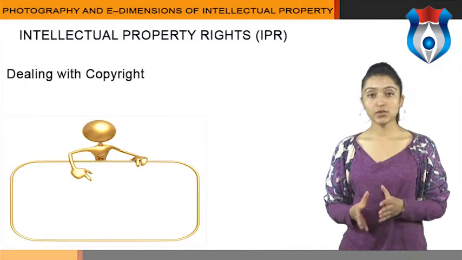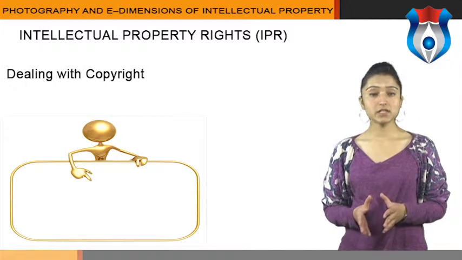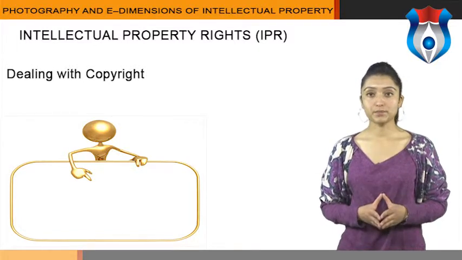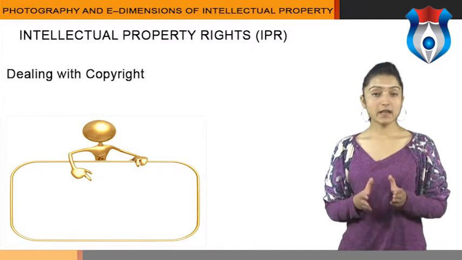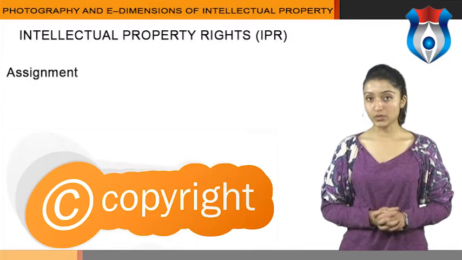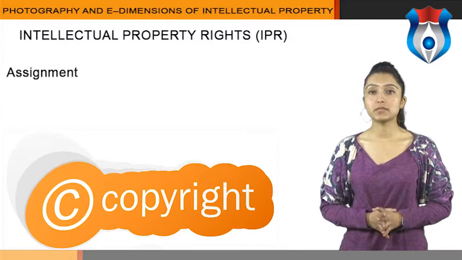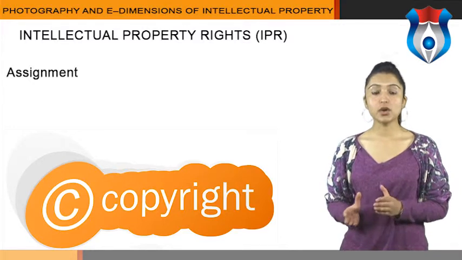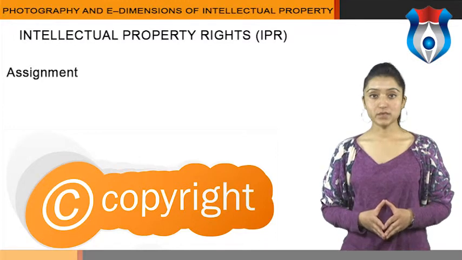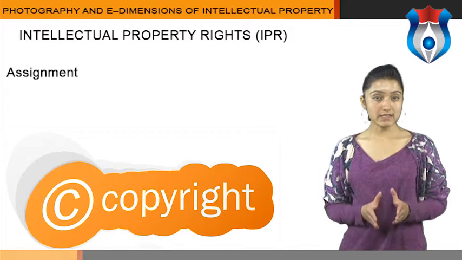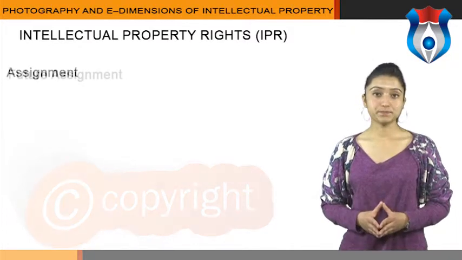Dealing with copyright. There are essentially two ways in which the copyright owner can deal with his copyright. Firstly, by assignment, and secondly, by licensing. Assignment. Copyright is a property right and therefore, like physical property, it can be assigned. Assignment is akin to selling all or part of the copyright. It is possible for the copyright owner to assign his copyright in its entirety to another party.